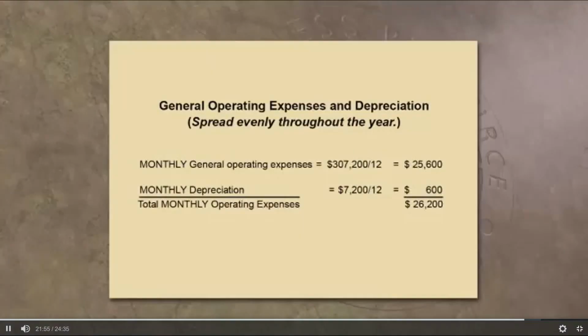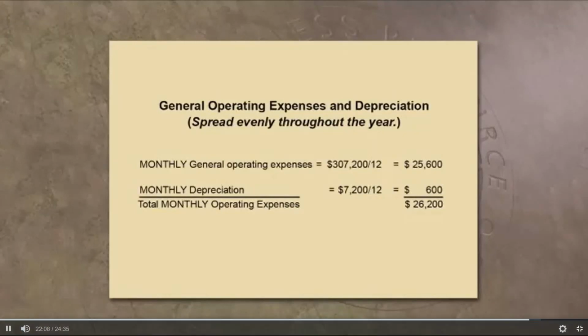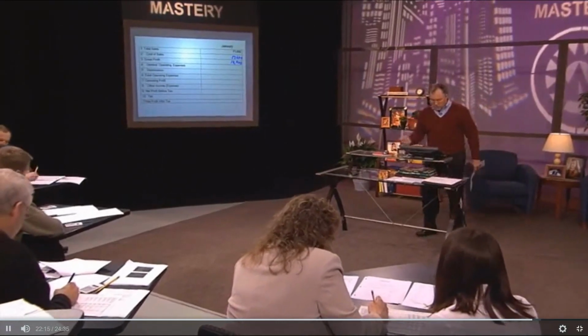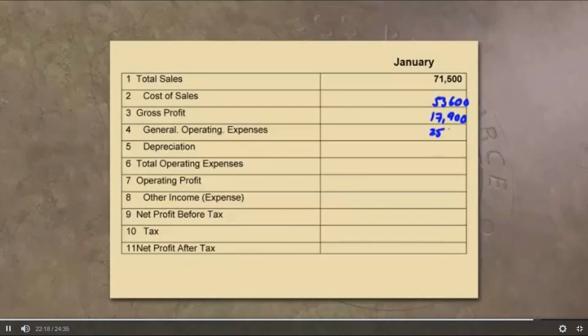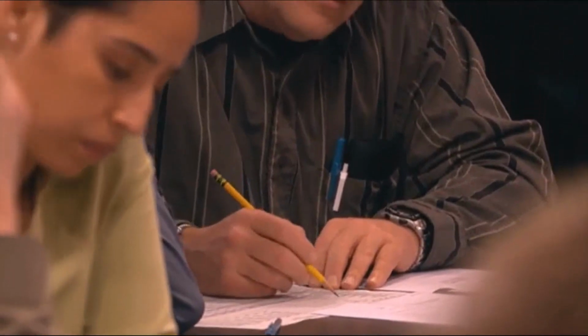So when we divide his general operating expenses from the prior page, 3072 divided by 12, I get how much per month? 25.6 per month. That's exactly right. 25.6 general operating expenses. You with me? We're going to do the same thing for depreciation. So we divide the 7,200 by 12 and get what? 600.